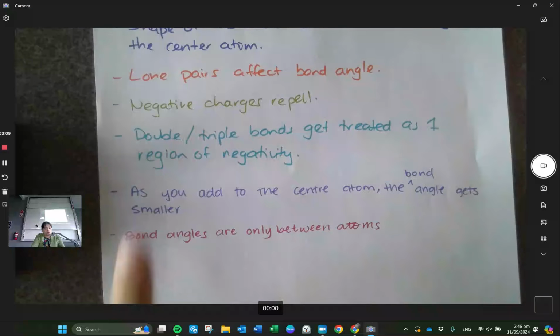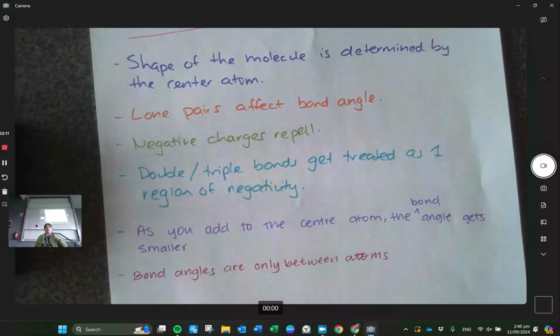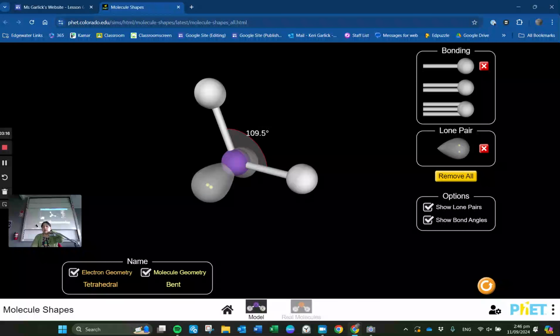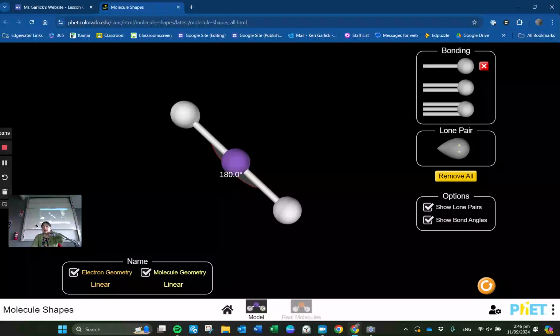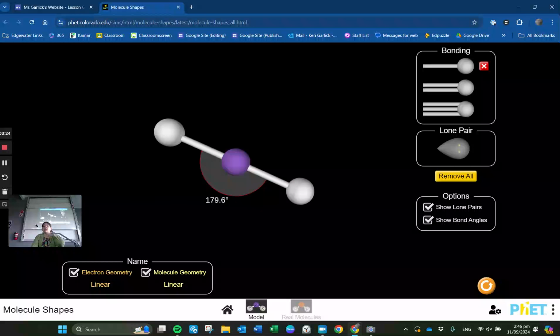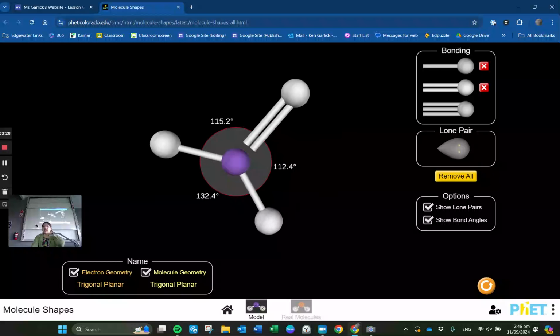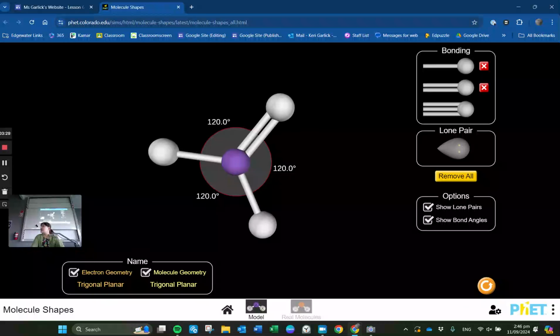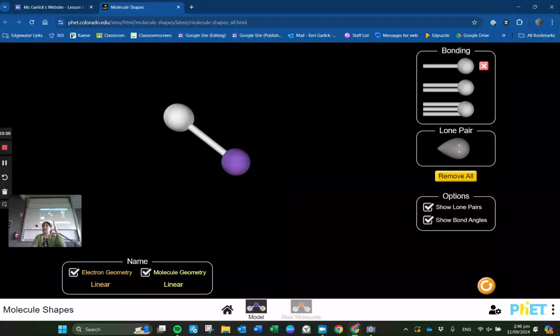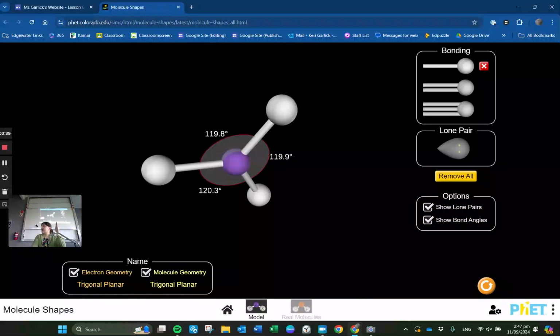The other thing you guys have noted is that double and triple bonds get treated as one region of electron negativity. So for example, let's just delete that guy, delete that guy, delete that guy. Actually, no, we'll keep it like that. So we see how this is 180. I've added a double bond, but it's not being added as two separate bonds because those electrons are being shared together. And so it's just treated as one region, exactly the same as if I had added a single atom. Okay? Are we all right with all of that information? Or do we have any questions?